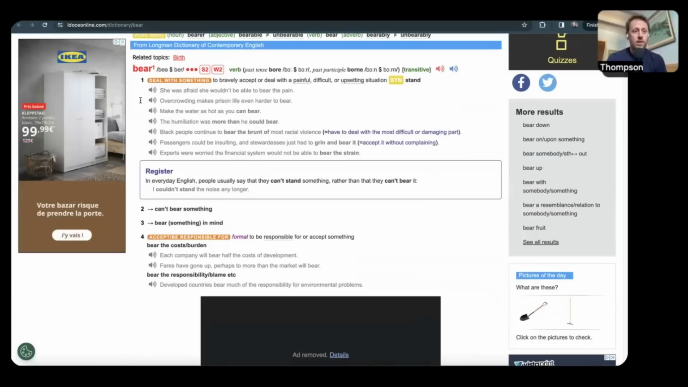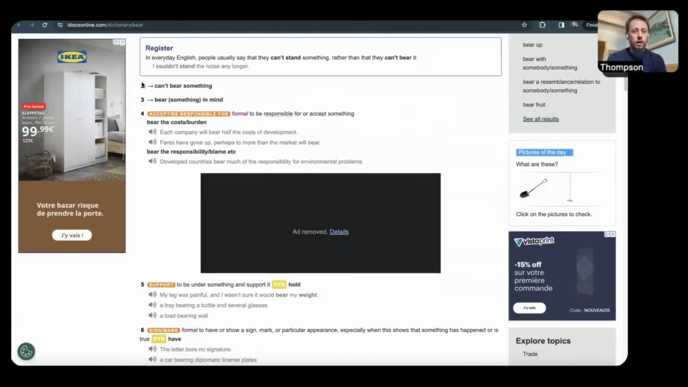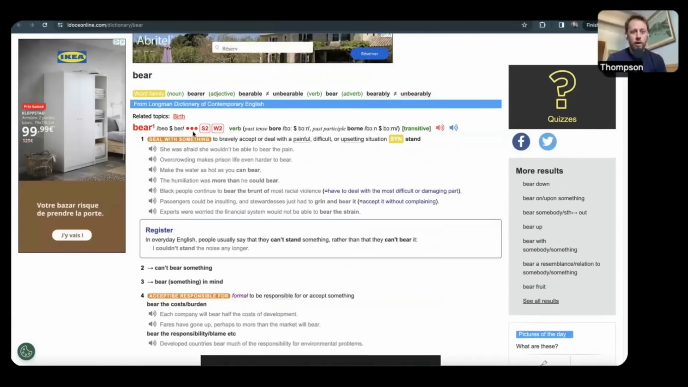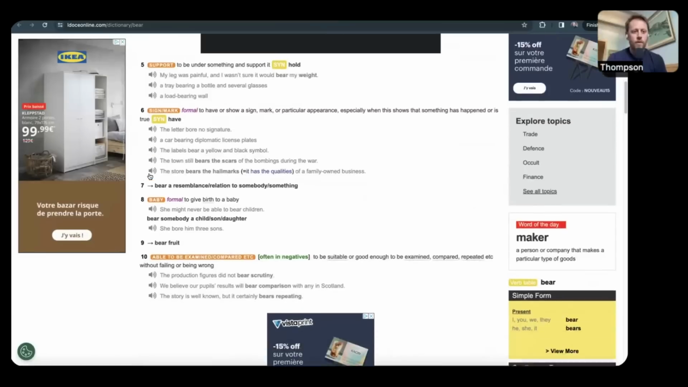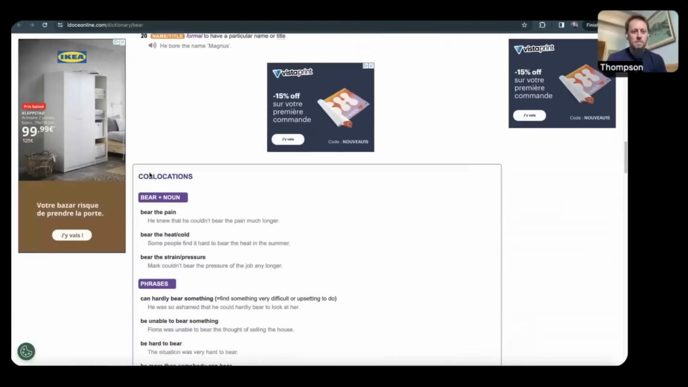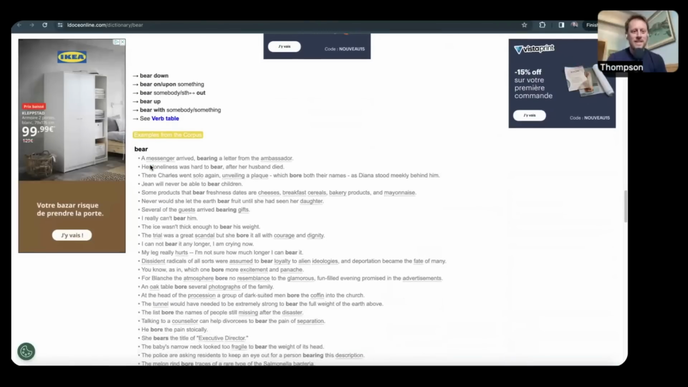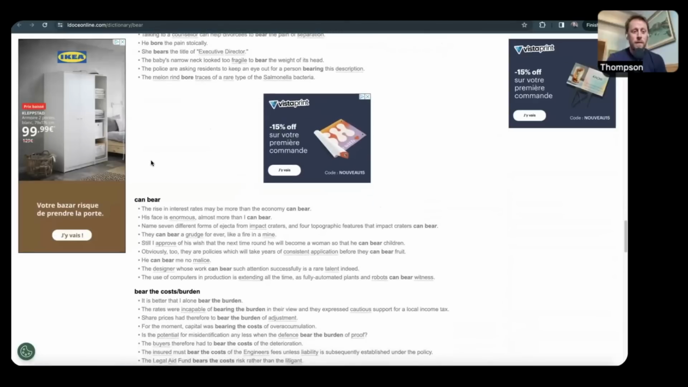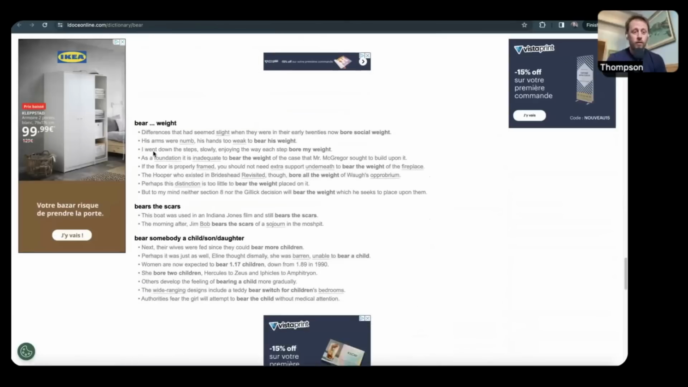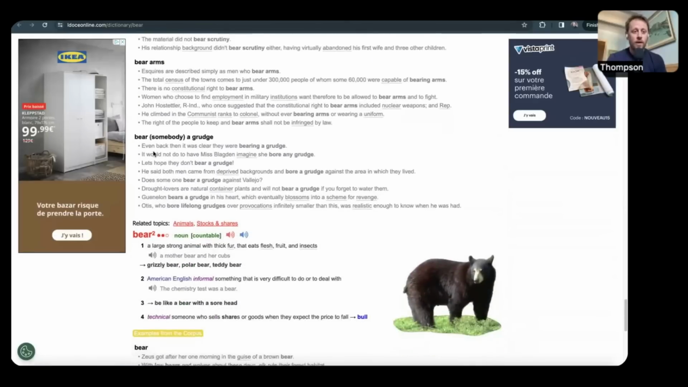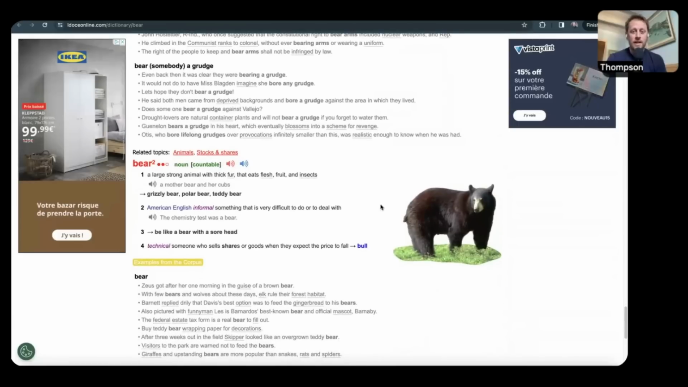a number of different definitions, right? We've got the first one up there, which is bear as a verb. And we scroll down and down and down, and there's more and more details of just bear as a verb all the way down here, and we keep going. And then finally we get to the bear as a noun. So we have to scroll all the way down before we get to this guy.